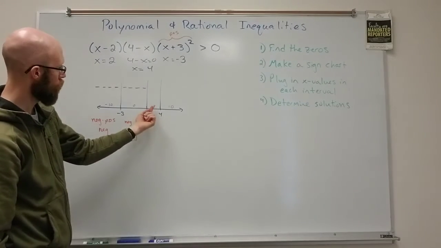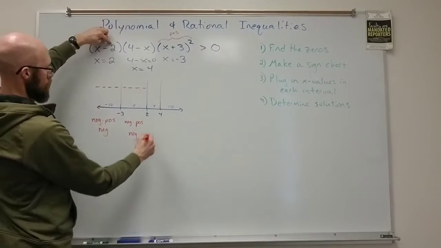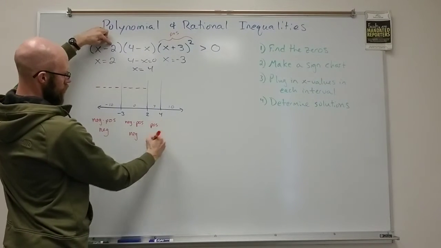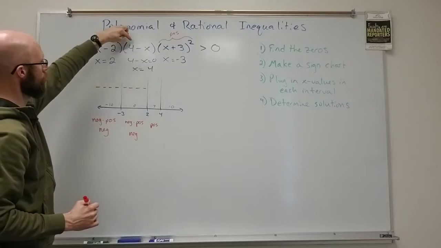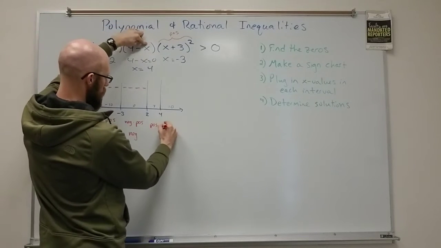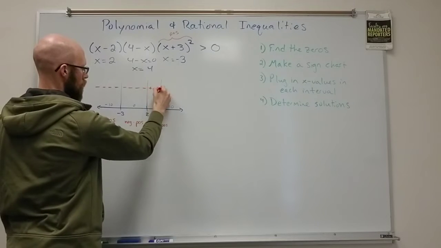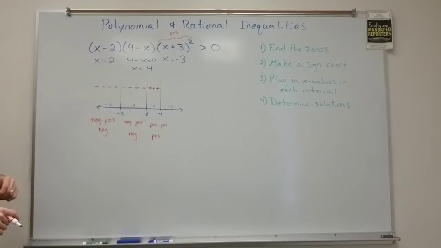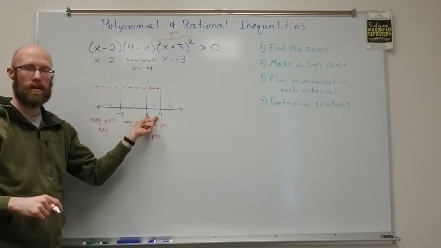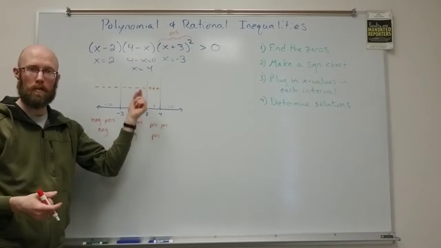And then between 2 and 4, I plug in the 3. 3 minus 2, that's positive. And 4 minus 3, that's also positive. And so the product is positive. So every output from that interval will be positive.